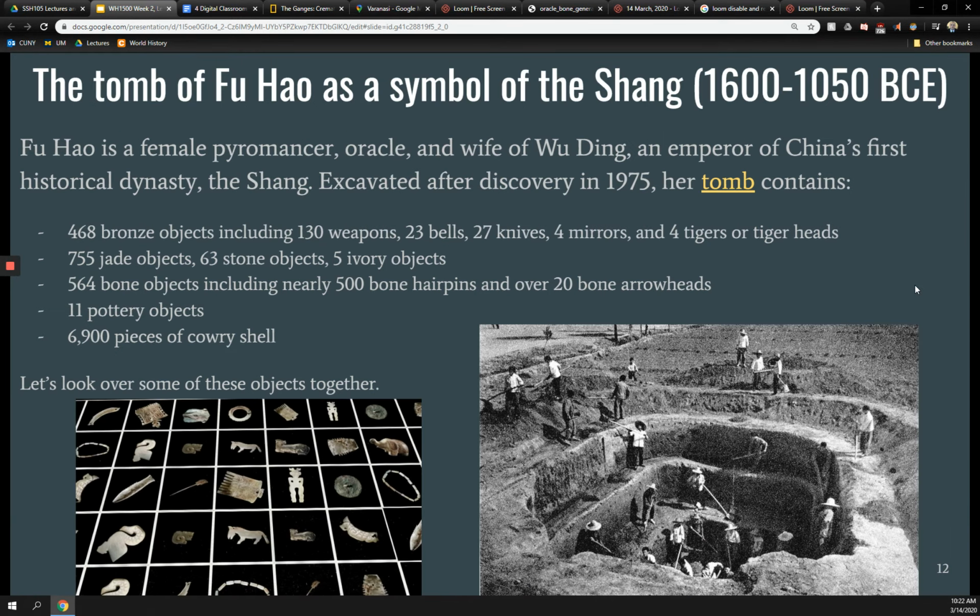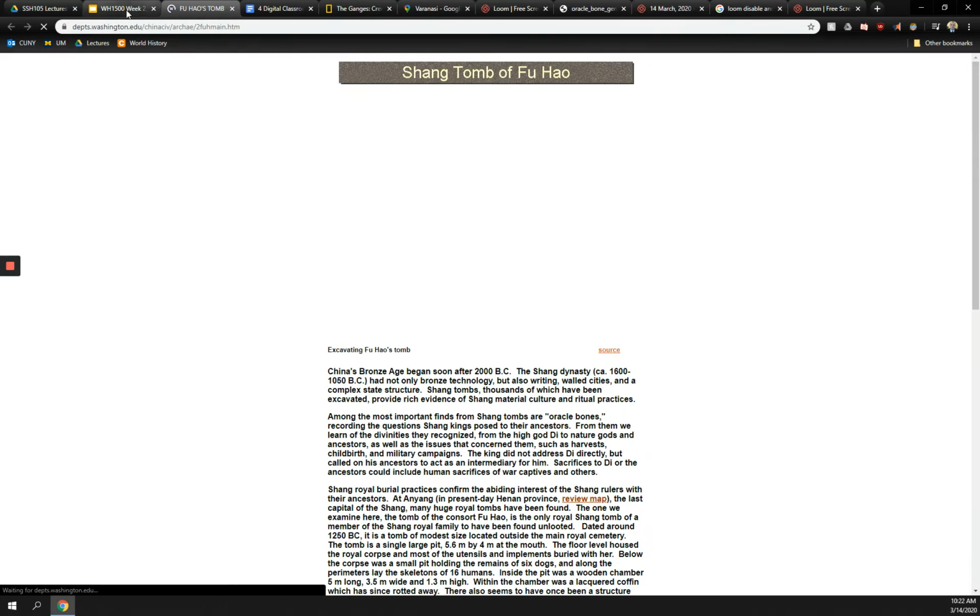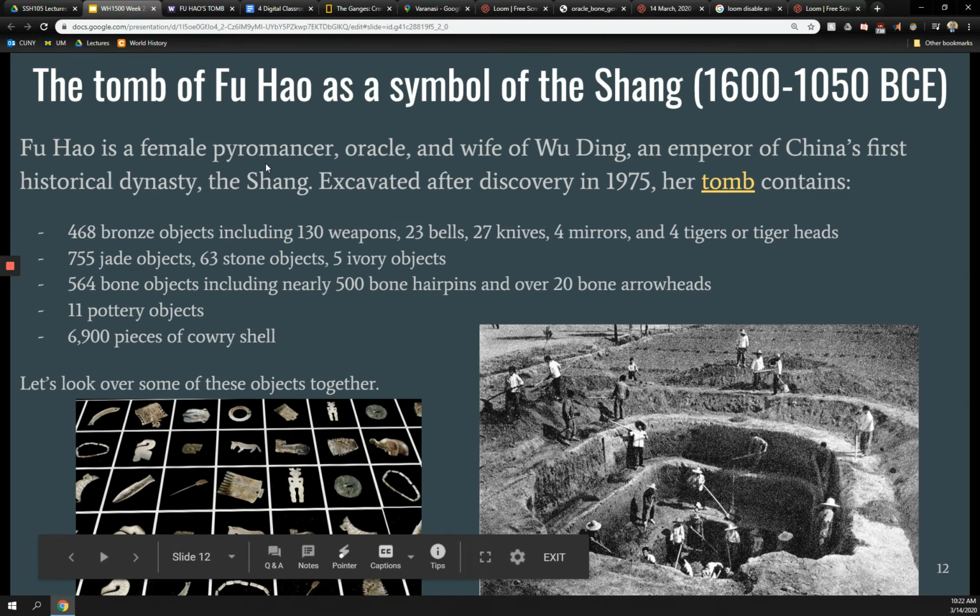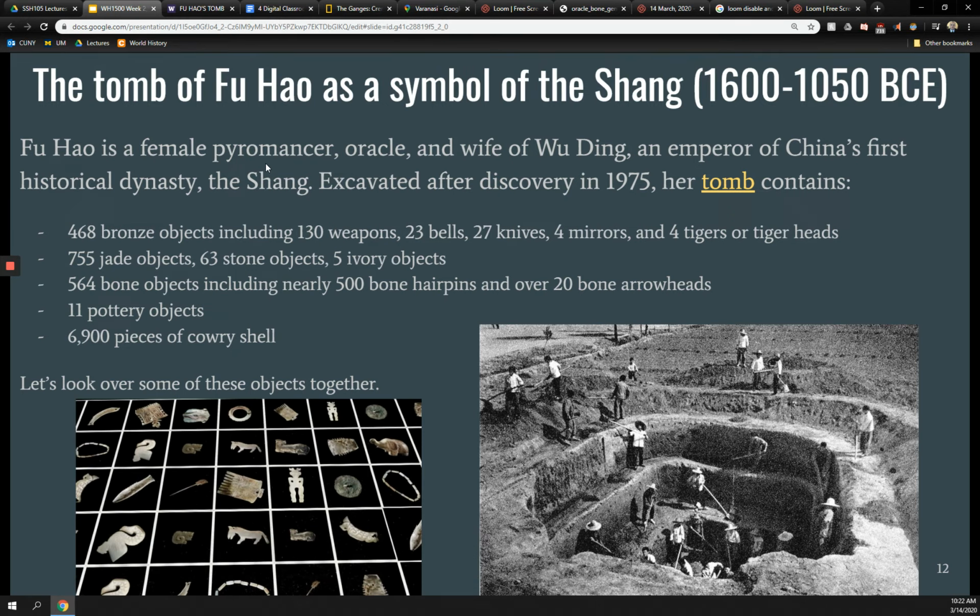But the Shang dynasty is a true story. The things we know about the Shang are true stories. One of the first things that we can look at, and I'll open this up and we'll look at it together a little bit here, is the tomb of Fu Hao, which is a female pyromancer. What a cool word, pyromancer. Someone who works with the magic of fire.